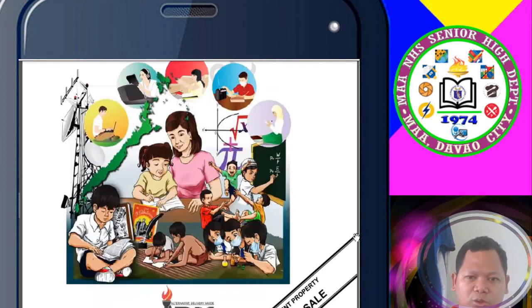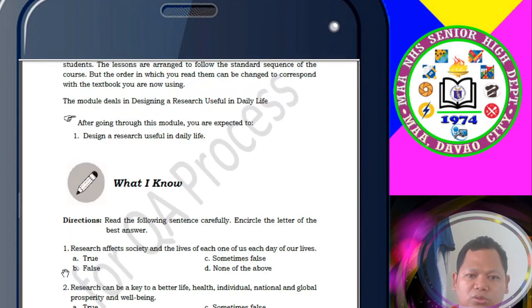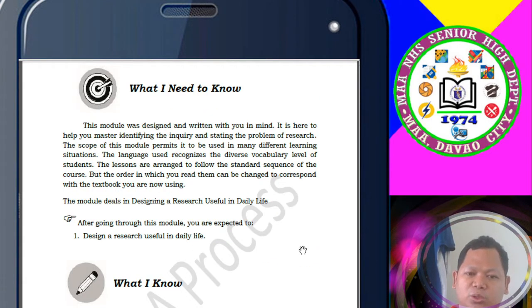So in this module, at the end, we are expected to design a research useful in daily life. I hope you already have in mind the topics of interest that you would like to have in your study. Make sure in conducting research you must have a good interest in it. Do not choose a topic which you think is difficult for you. Okay, so let's start.